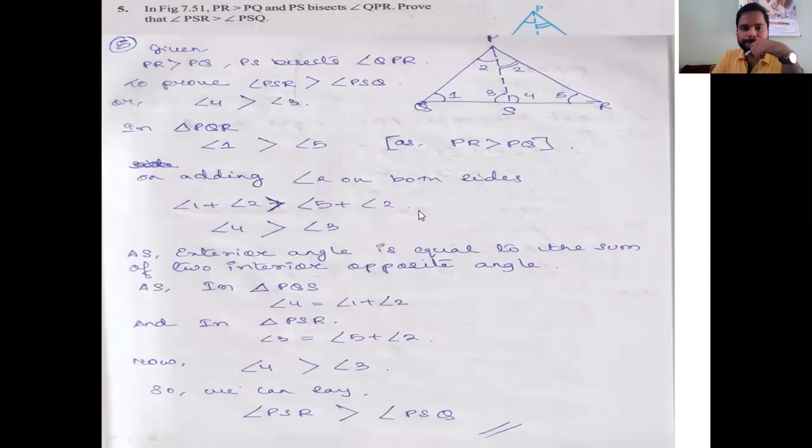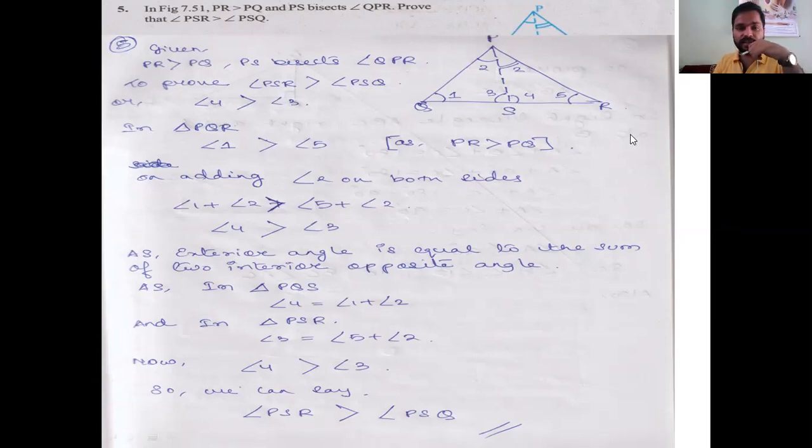In this question, before starting, I shall remind you about the exterior angle property. What we studied is, let's take this triangle PQS, exterior angle property, okay? The exterior angle of PQS is 4. The exterior angle will be equal to the sum of the 2 interior opposite angles. That means angle 4 will be equal to angle 1 plus angle 2. Exterior angle property, we already studied in chapter 6 maybe. We are going to use that property here.